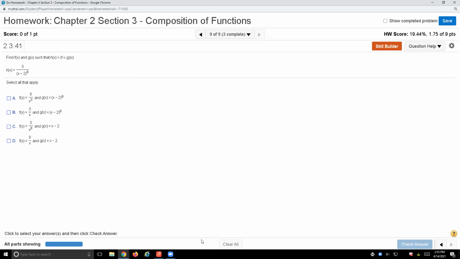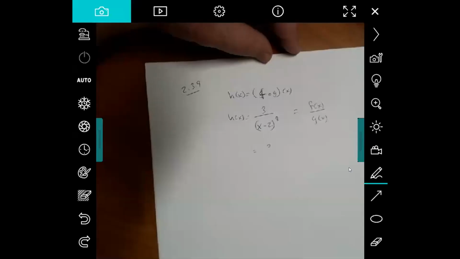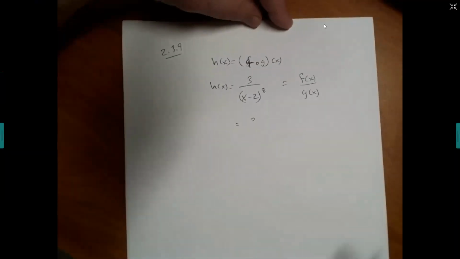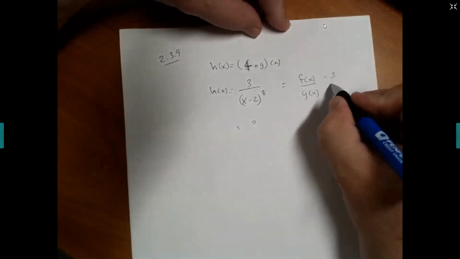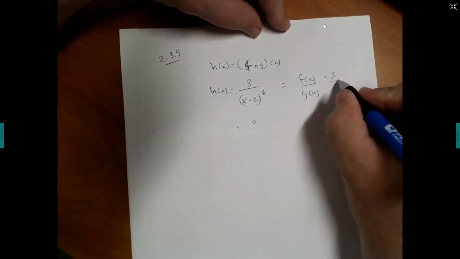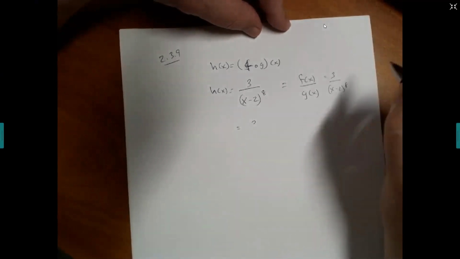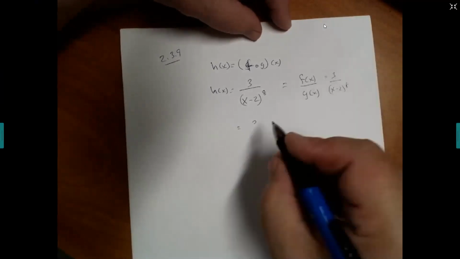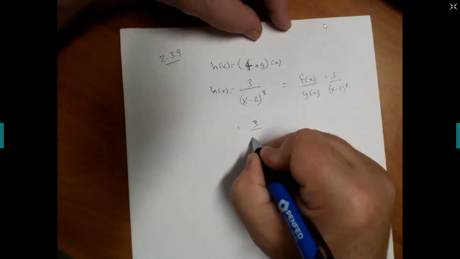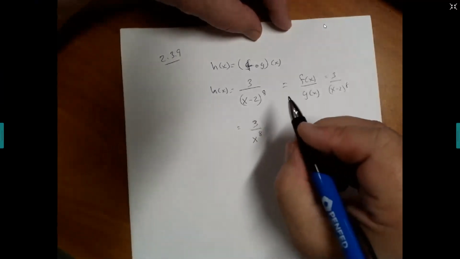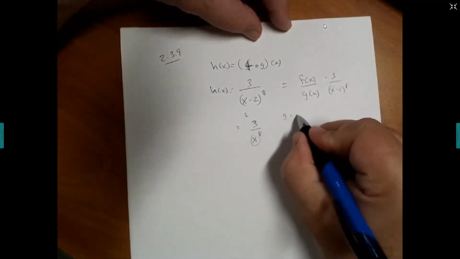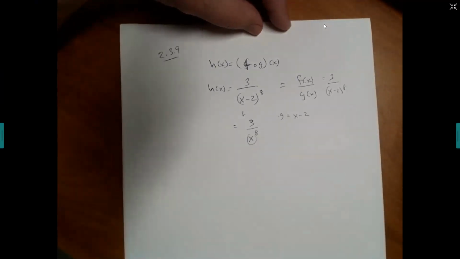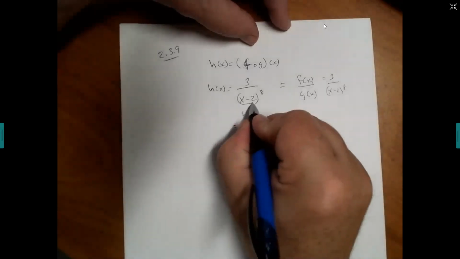So what is f of x? F of x could be 3, and g of x is x minus 2 to the 8th. Or it could be 3 over x to the 8th. That's f of x. And g of x is x minus 2. Because this individually could be.